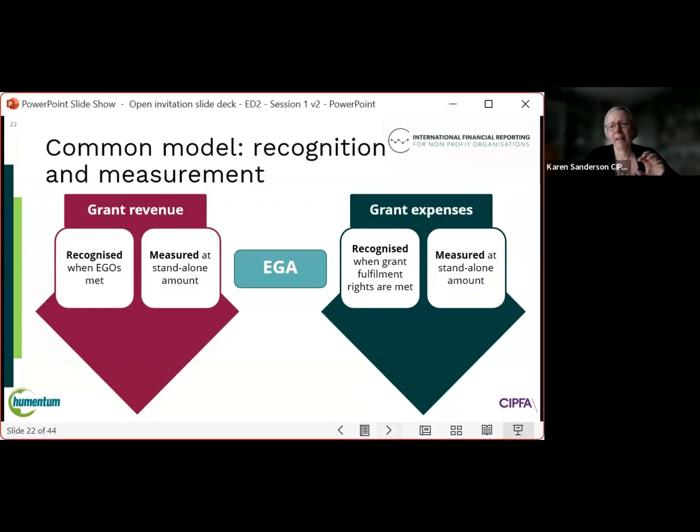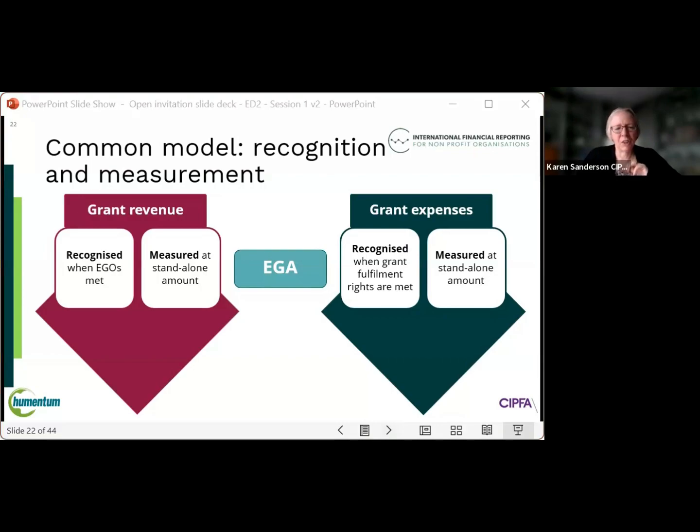I should say here that enforceable grant obligations, depending on how they're structured, can be met at a point in time or they can be met over time. So it depends on what the grant arrangement says as to when that revenue is recognised. And it is measured at the standalone amount, the amount that has been identified for achieving that specific enforceable grant obligation. If there's only one, that will be straightforward. If there's more than one enforceable grant obligation in a grant arrangement, then there is a need to identify the standalone amounts for each of them.